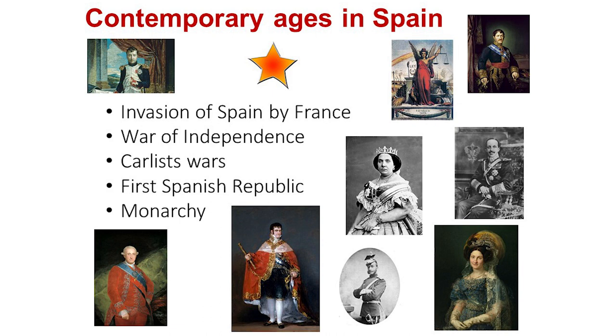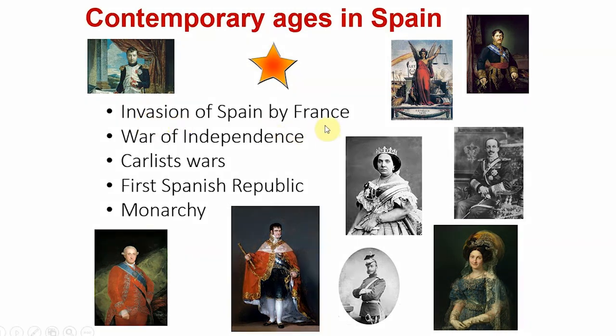Spain in the Contemporary Ages. These are some of the most important events. There's the invasion of Spain by France, the War of Independence, which was against the French invasion and against Napoleon Bonaparte. The Carlist Wars, a sort of civil war inside Spain during the 19th century. We had also only one year of the First Spanish Republic. And then there is, of course, the monarchy, in the beginning with Carlos IV, then Fernando VII.